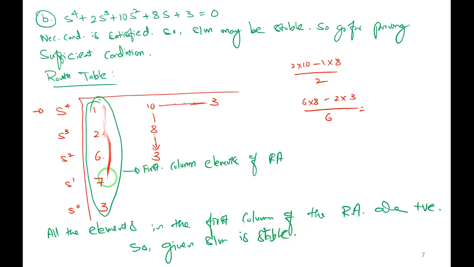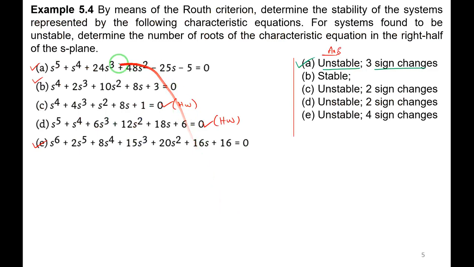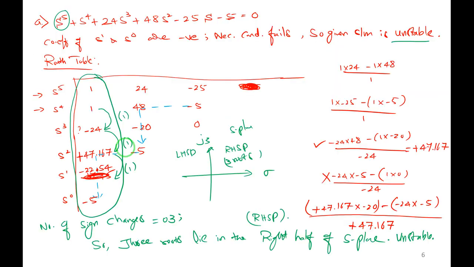All are positive means there are no sign changes, right? If there are no sign changes, it means all the roots are lying in the left half of the S plane. So the given system is stable, right? The next part, if any doubts, you can ask me. Right, it is stable. Then parts C and D, you take it as homework, take the screenshot, right? Then I will take up part E, and I will go to the next topic after taking part E. Part E. C and D are homework for you people.